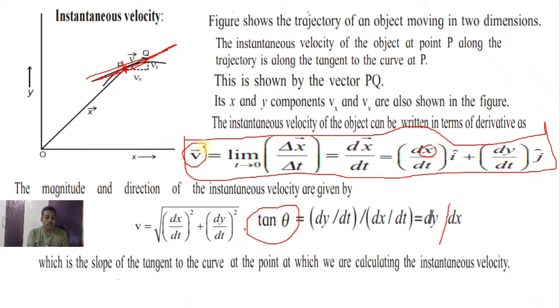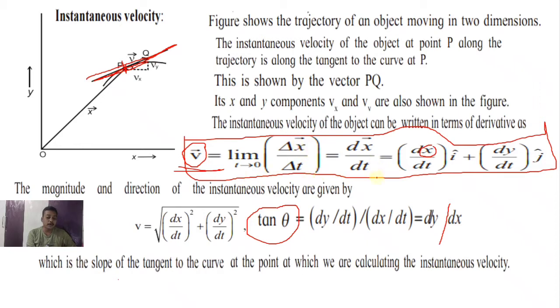Instantaneous velocity is denoted in terms of the derivative of displacement with respect to time. We take dx by dt as the derivative of the x component of velocity along the x-axis, and dy by dt as the derivative of the y component along the y-axis, that is the limiting value.